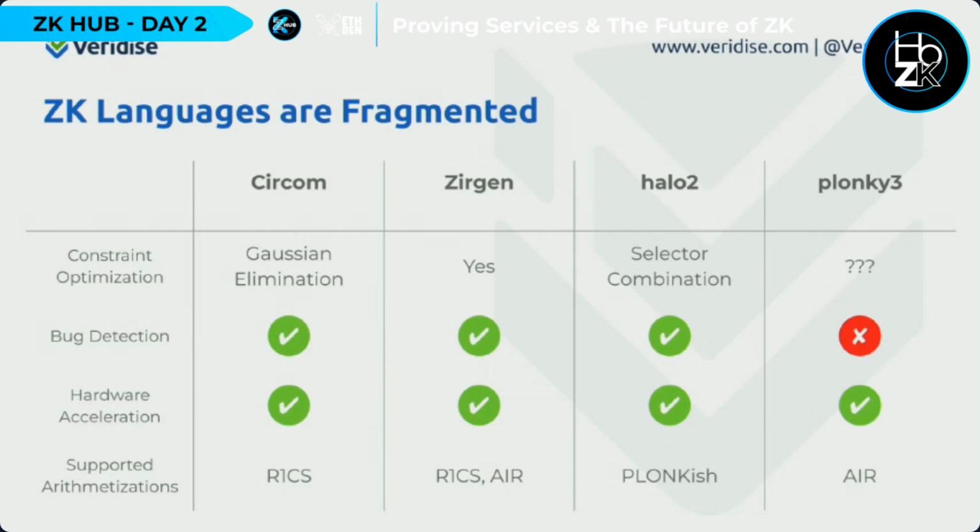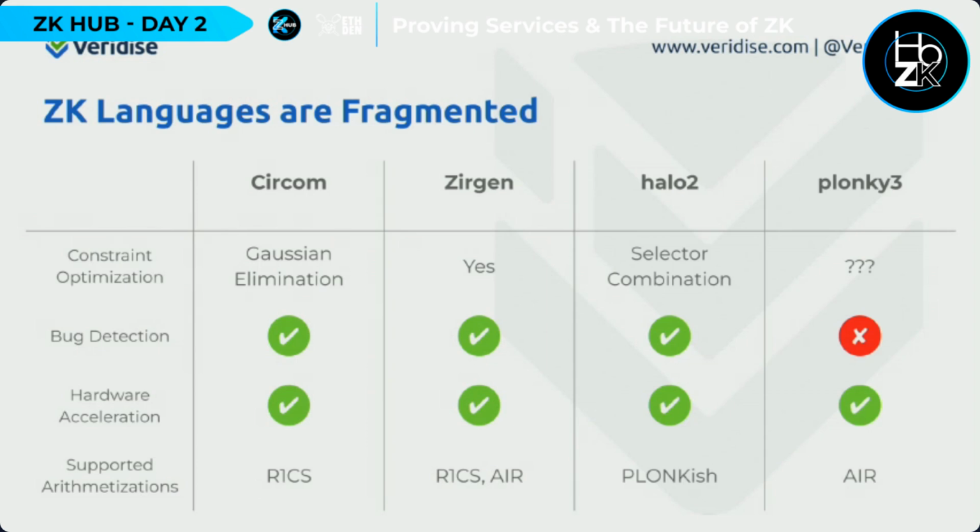And then finally, there's the supported arithmetization. Different arithmetizations have different efficiencies. They've got different pros and cons based off of the proving systems that use them. So Circom supports R1CS. It also technically supports Plonk. However, we've never seen anyone use Circom and Plonk. Zokrates supports R1CS and AIR. Halo 2 supports Plonkish arithmetizations. And finally, Plonky3 also supports AIR.